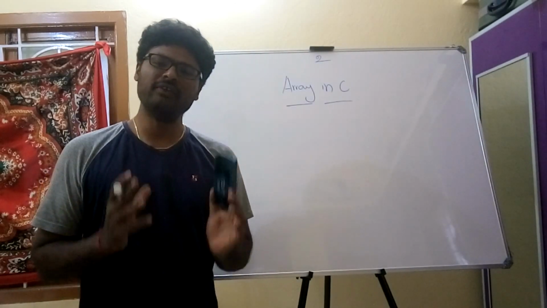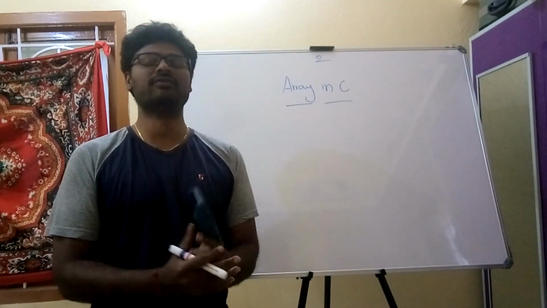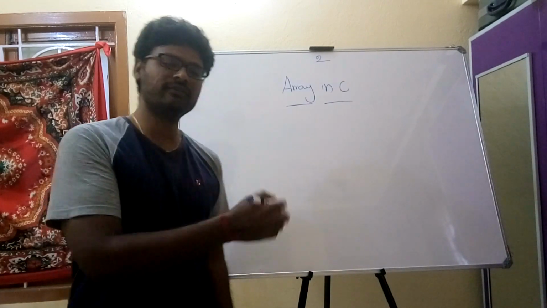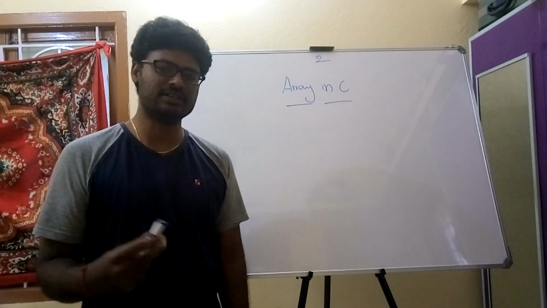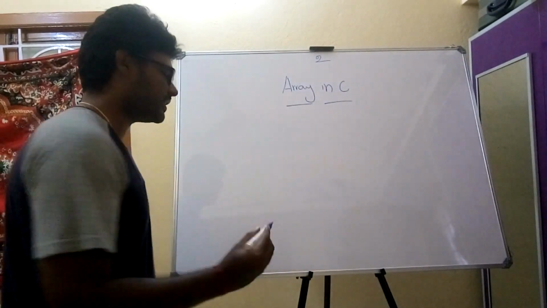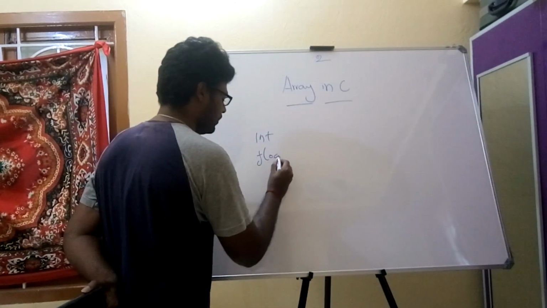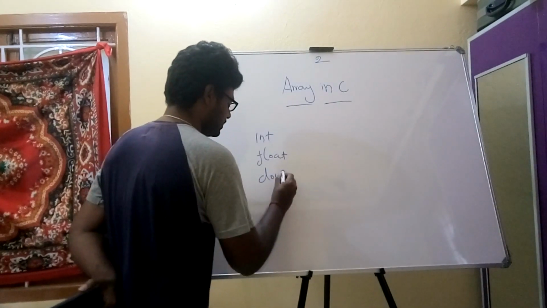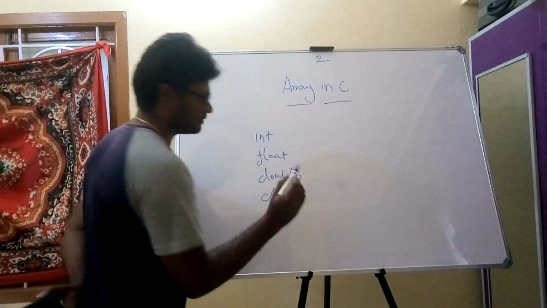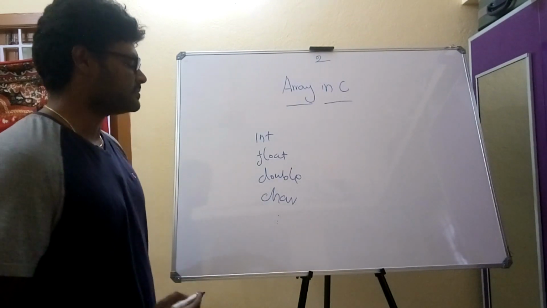We are going to see why we need to go with an array, what is the need of array, what is the advantage of array, or why we need to go with an array when already primitive data types are there. It is very essential to see. Okay, I hope you know about the primitive data types in C, like integer, float, double, character, etc.